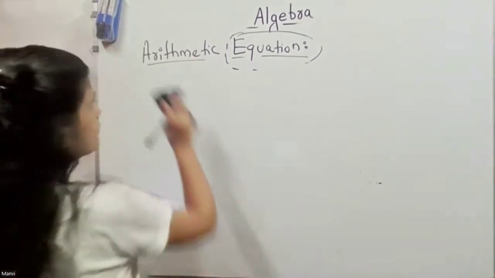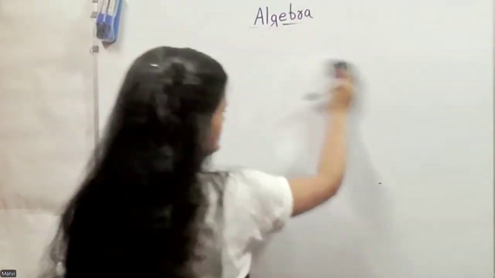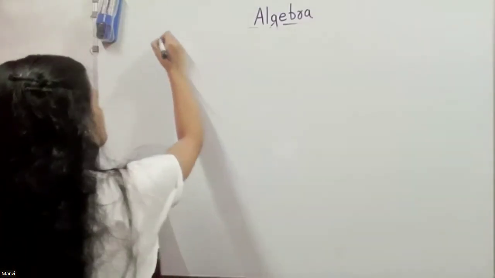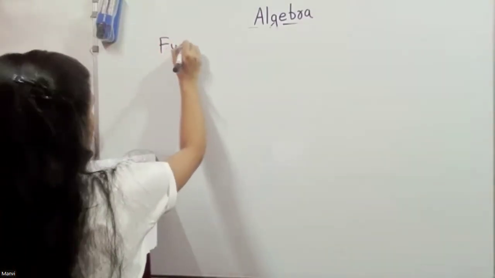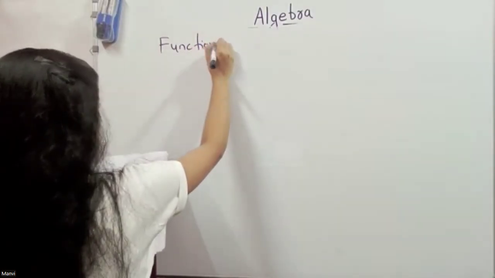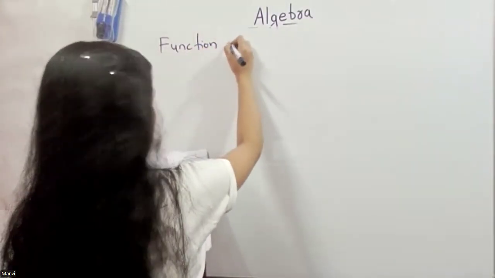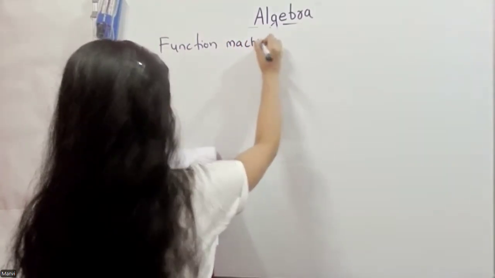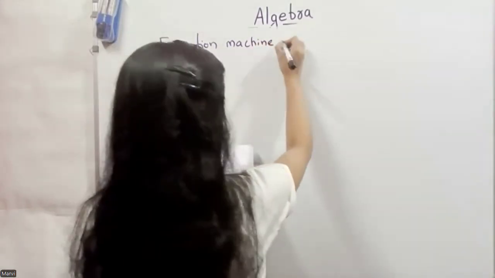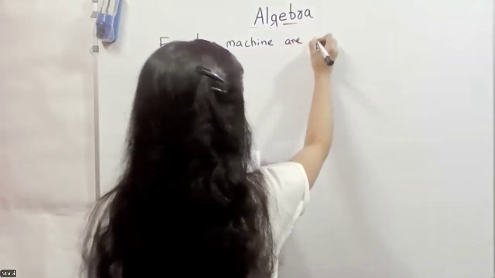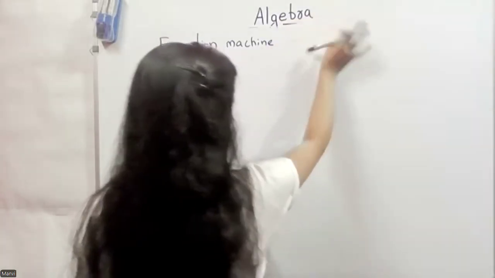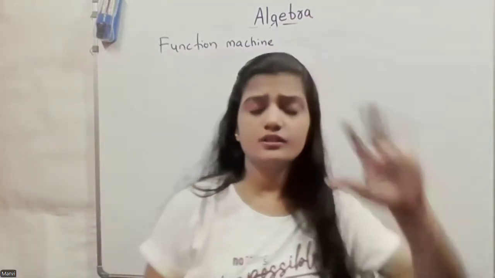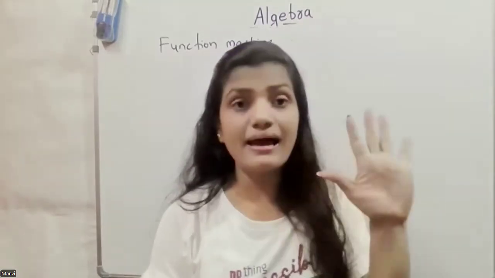Now, we're going to learn something about the function machine, and also the equation actually. Don't use the BODMAS rule inside the function machine, okay? Each and every step, we need to calculate separately. This function machine is actually like a magic machine.